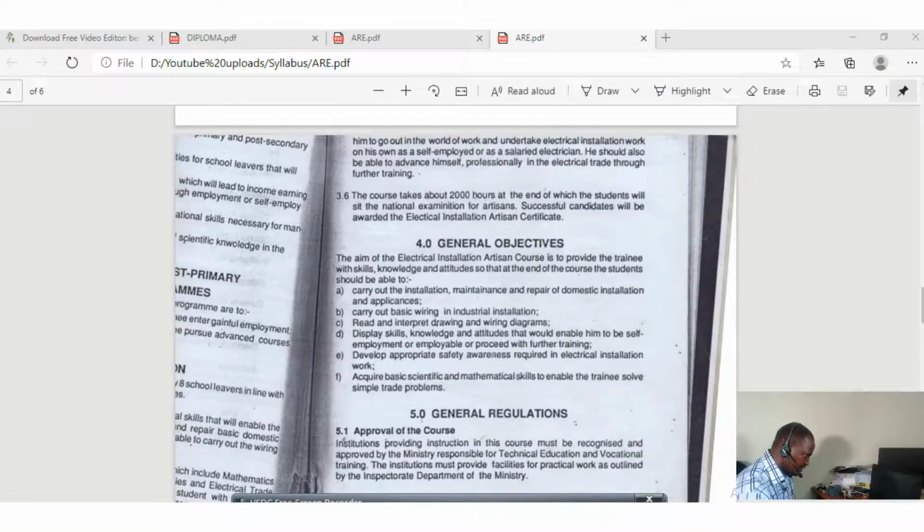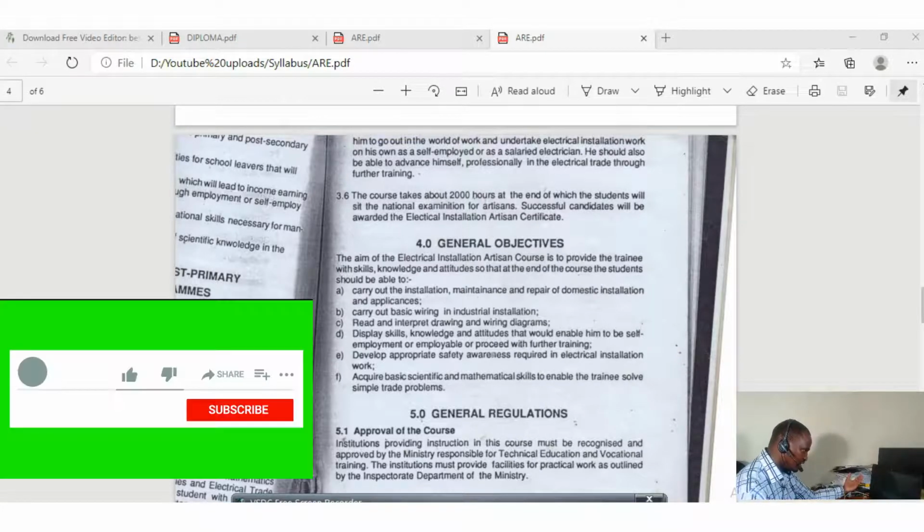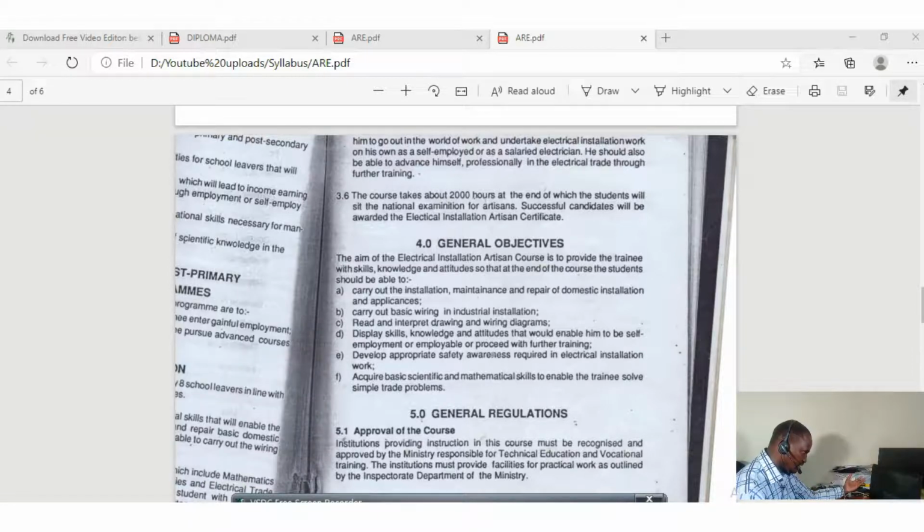Let us go through the objective. The objective of the artisan level is that the trainee, after finishing the course, should be able to carry out installation, maintenance, and repair of domestic installations and appliances. They should be able to carry out basic wiring in industrial installations. So that's why I was saying, because they have not done machines, they could have a problem with the machines installation because that is in the craft level. They should be able to read and interpret drawings and wiring diagrams.